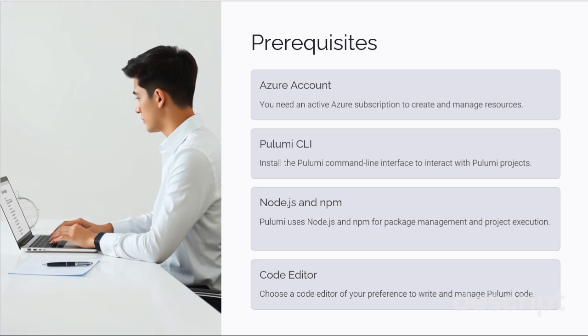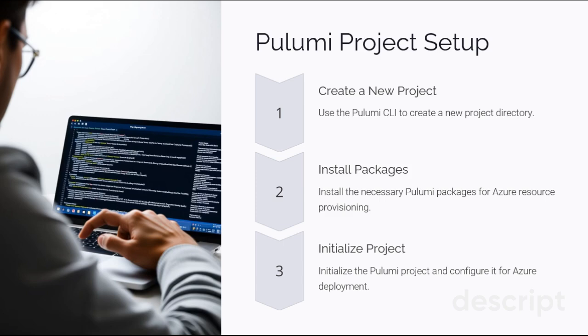Prerequisites: Azure account, Pulumi CLI, Node.js and NPM, and a code editor of your choice. Pulumi project setup: use the Pulumi CLI to create a new project directory. Install the required Pulumi packages for Azure resources provisioning. Initialize the Pulumi project and configure it for Azure deployment.